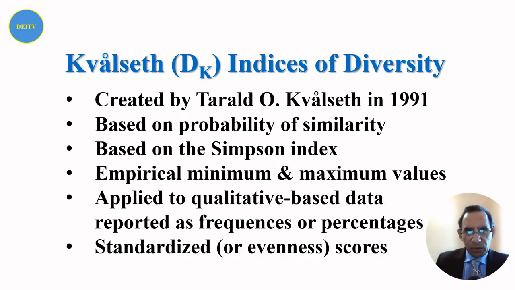This episode will cover the Kvalseth indices. They were created by Terrell Kvalseth in 1991. They are based on the probability of similarity. They are also based on the Simpson index. The Kvalseth indices have maximum and minimum values, which are different than the maximum values for the Simpson index. The indexes can be applied to qualitative data represented as frequencies or percentages, and they also produce standardized or evenness scores.